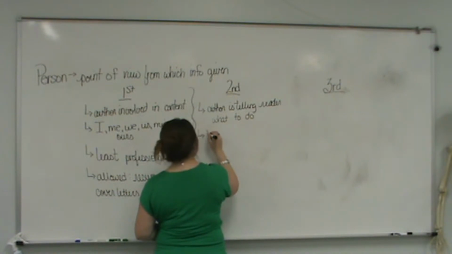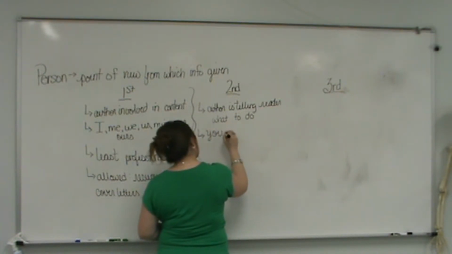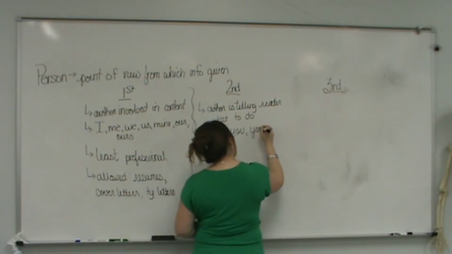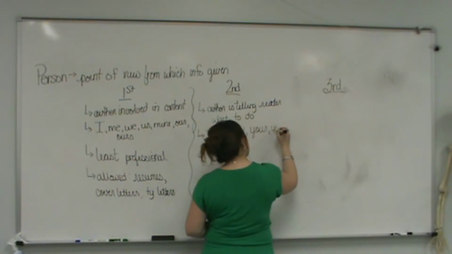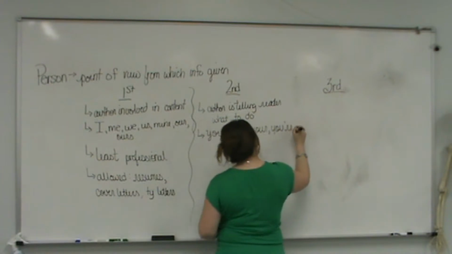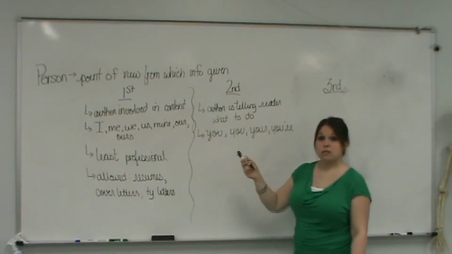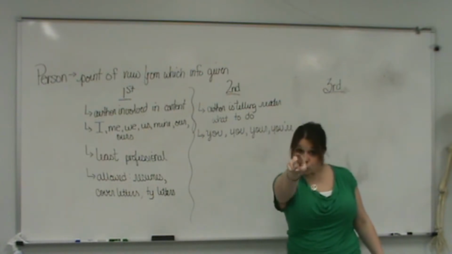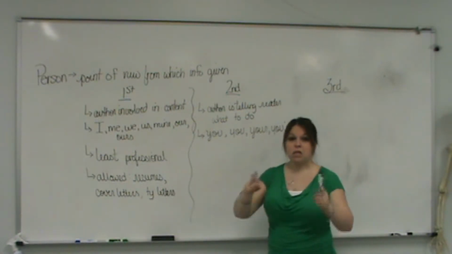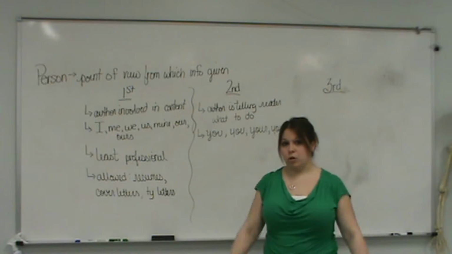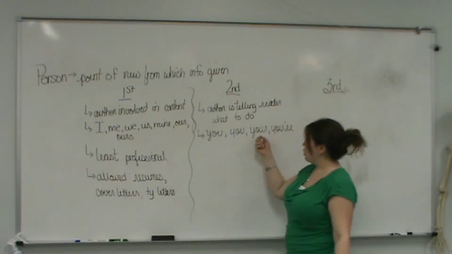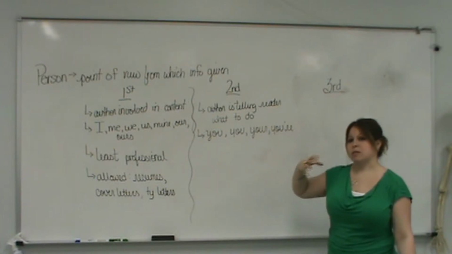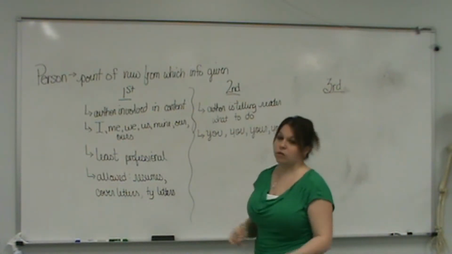So the words that are involved in second person are you, your, and you're. I have you listed twice because this one could just mean one person, and this one could mean more than one. It's spelled the same way. Your and you're are the possessive and the contraction of you are. So these are the words that are involved in second person.